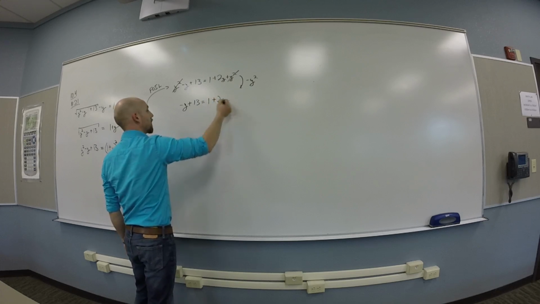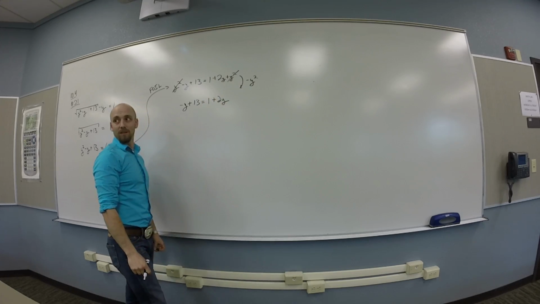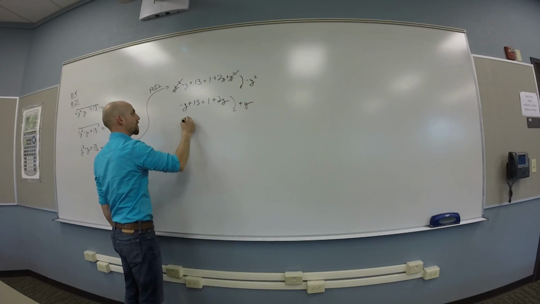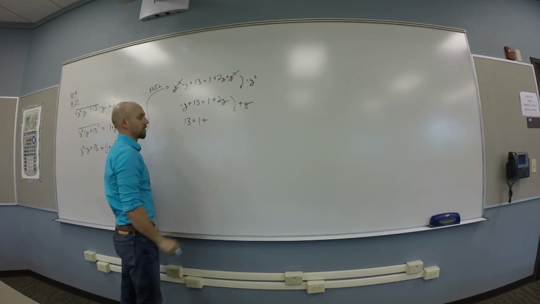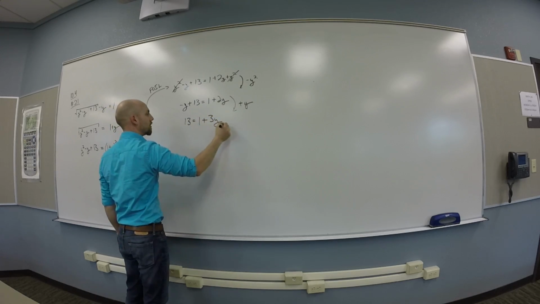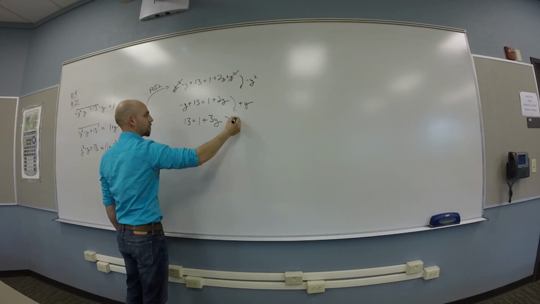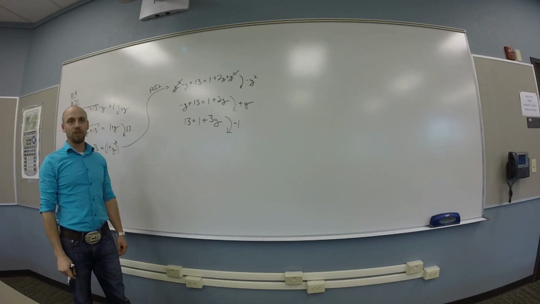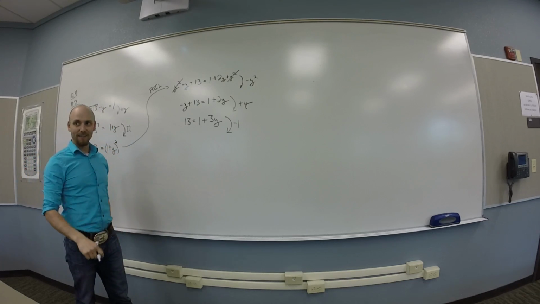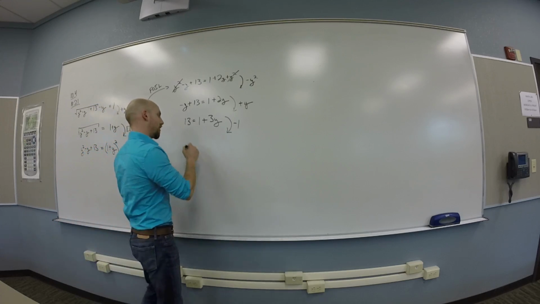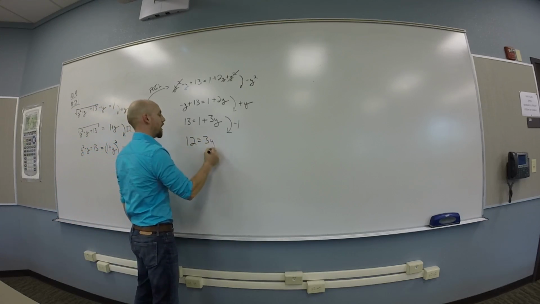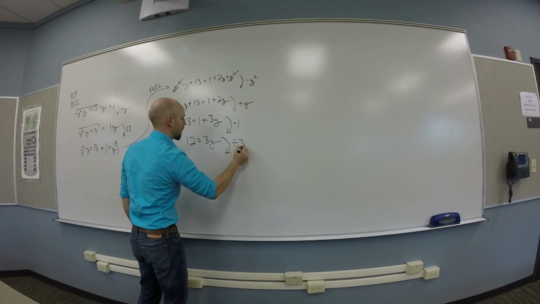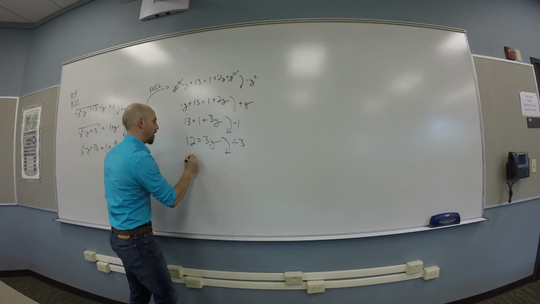Negative y plus 13 is 1 plus 2y, and then what? Then you add y to the other side. So you get 13 is 1 plus 3y. Subtract 1. We could subtract 13 from both sides and then add it back, or we could just subtract 1. So we get 12 is 3y, divided by 3. So you get 4 is y.